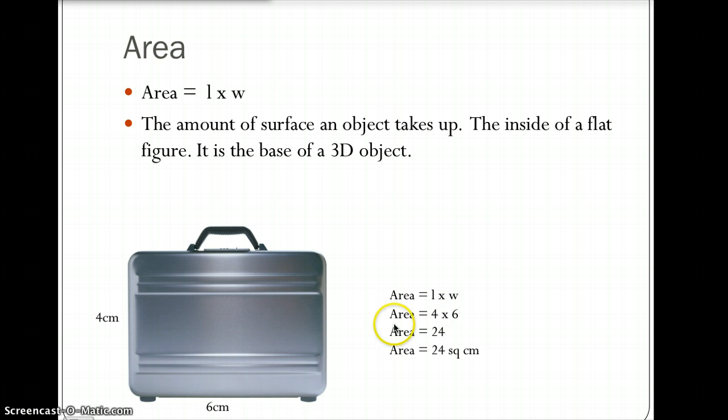So area is length times width. On this problem, area is 4 times 6. 4 times 6 is 24. So your area is 24 square centimeters.